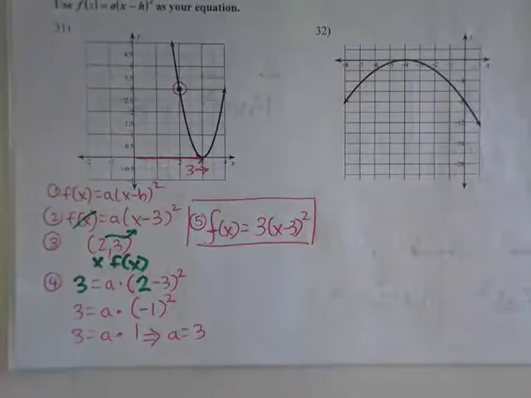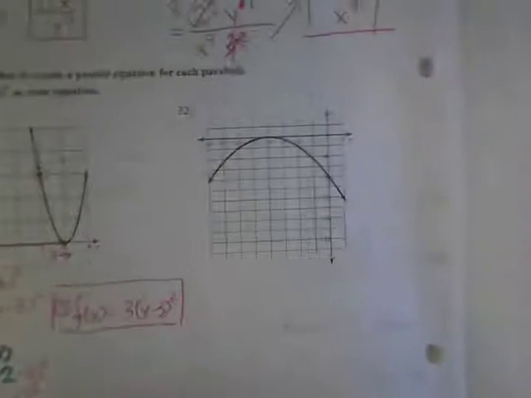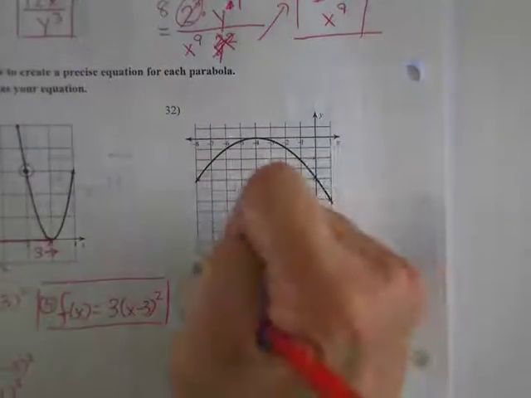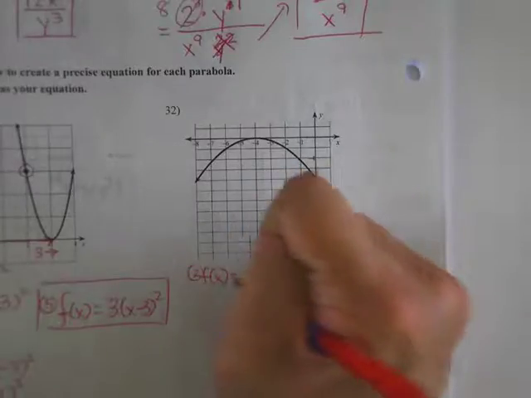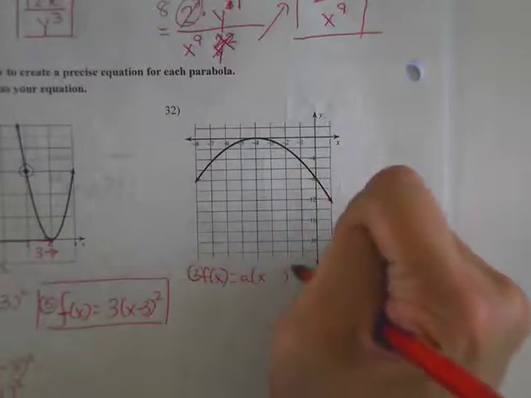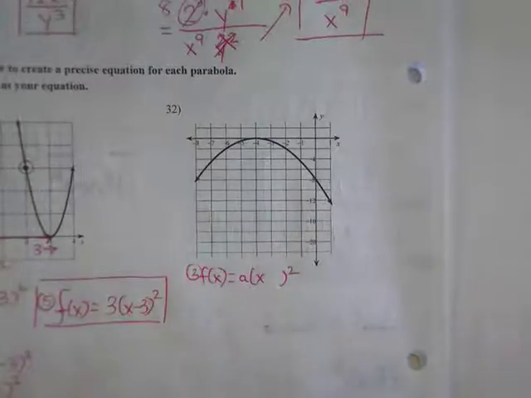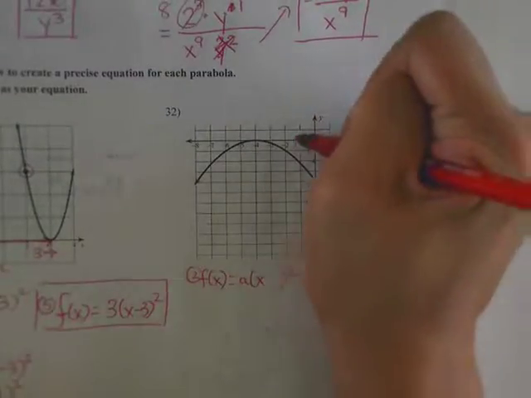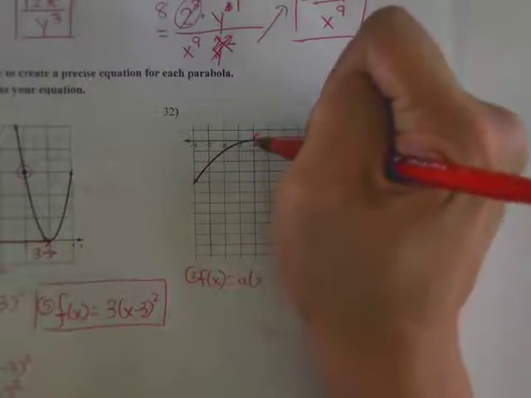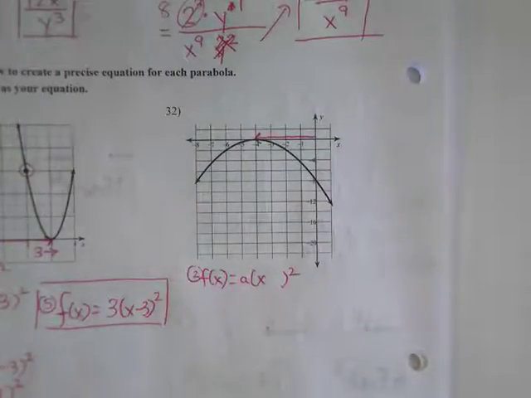Okay. All right, 32. Same steps, but I'm going to start with step 2 over here, because step 1 gets repetitive after a while. Okay, it shifted 4 to the left. So just be really careful. If it shifted 4 to the left, are we going to put minus 4 or plus 4?